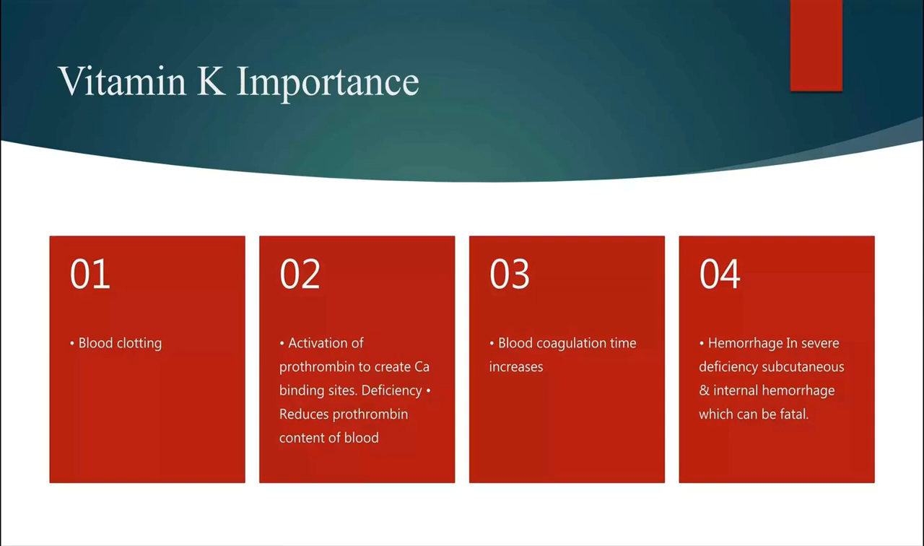Then vitamin K is important for blood clotting. Number one, it helps in the activation of prothrombin, to create calcium binding sites. Then deficiency of this protein leads to hemorrhages in severe cases, especially in those animals which are severely deficient of this.